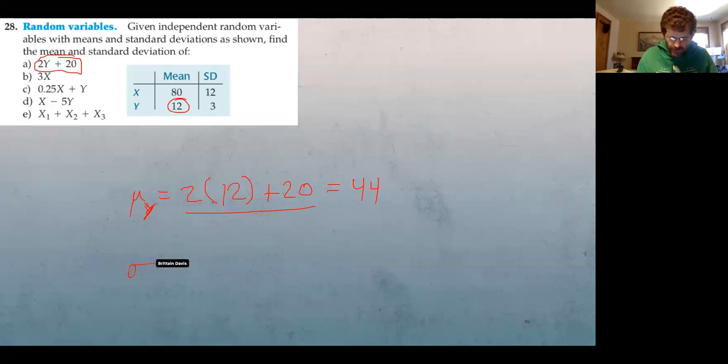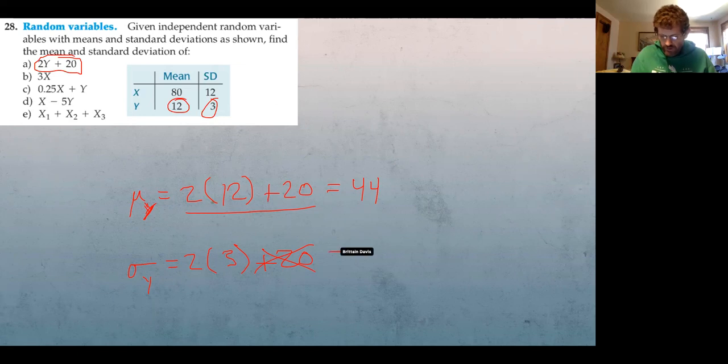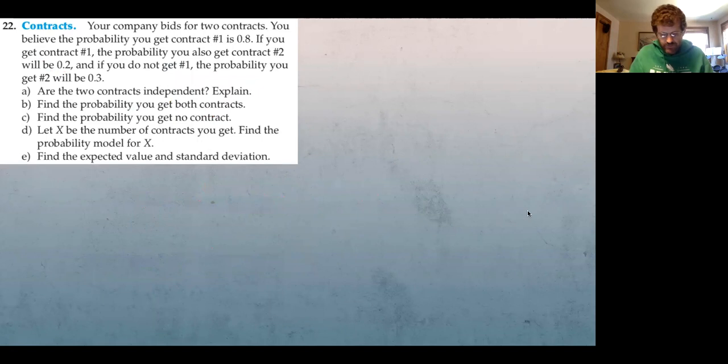When we're finding the standard deviation of y, it's going to be 2 times, there's the standard deviation, 3 plus 20, except, like we just saw, adding and subtracting a constant does not change my standard deviation. So I'm going to cancel that out. Like, I don't use it at all. So really, it only changes to 6. Okay. So not super complicated there. Hopefully that makes sense. The next ones have a little bit more going on.